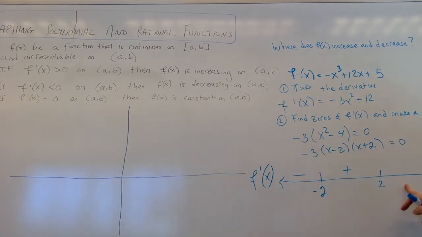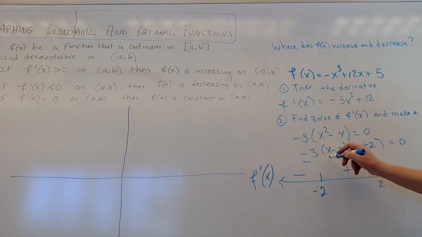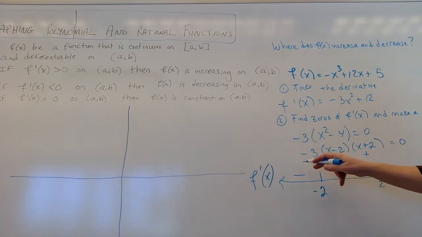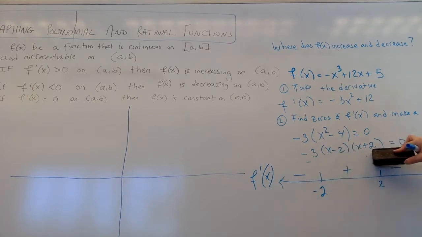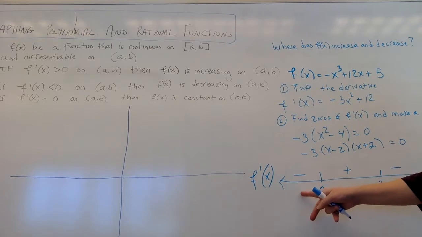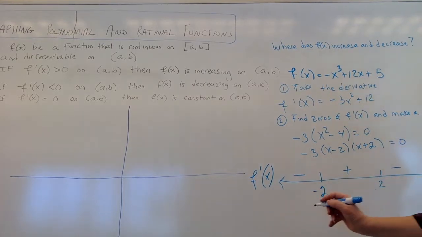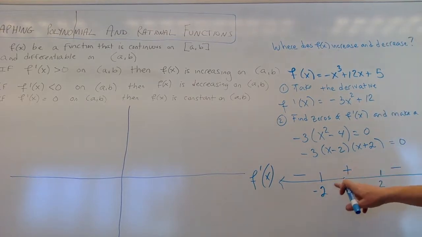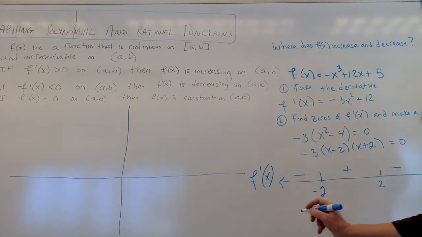If I choose a number bigger than 2, say 10, that's always negative. 10 minus 2 is positive. 10 plus 2 is positive. Negative times a positive is a negative. So again, what do I know now? Well, I know that my first derivative is negative for less than negative 2 and greater than 2, so my function decreases there. And I know that it's positive in between negative 2 and 2, so my function increases.